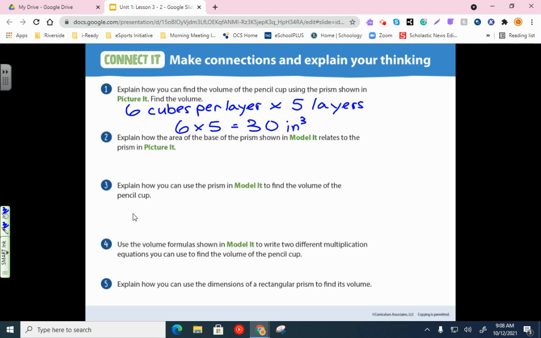Explain how the area of the base of the prism shown and model it relates to the prism and picture it. Well, for both of them, the area of the base equals 6. You could count the cubes and picture it. That has 6, or just multiply 2 inches by 3 inches, the two red measurements there, and you get your 6. 3, explain how you can use a prism and model it to find the volume of the pencil cup.